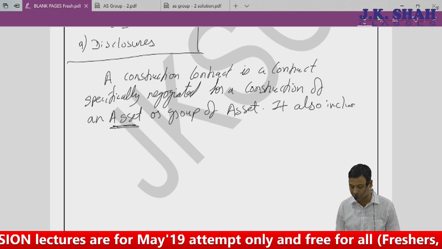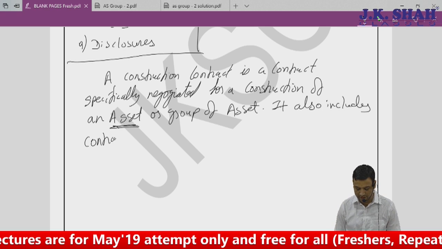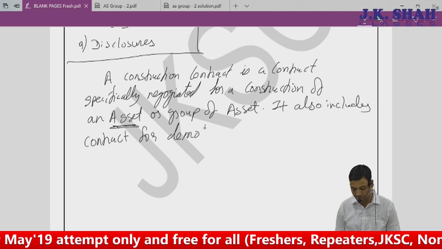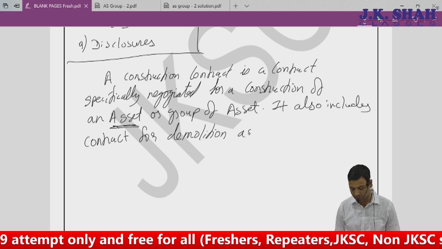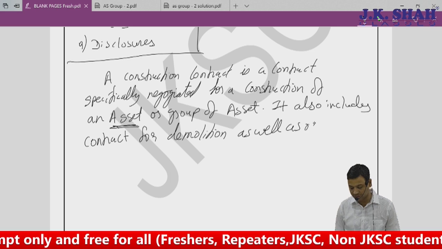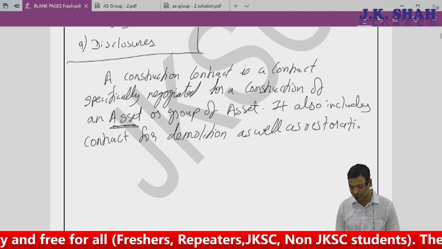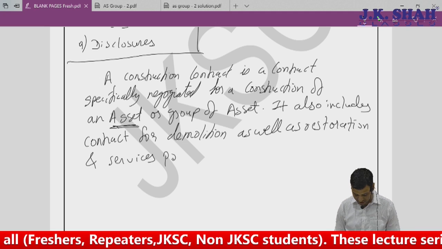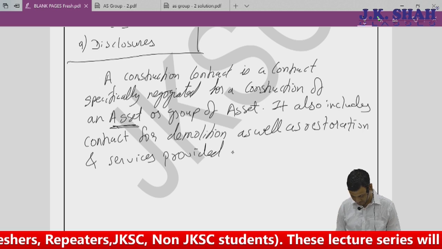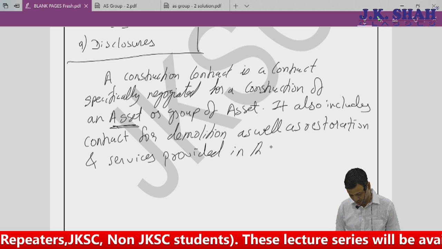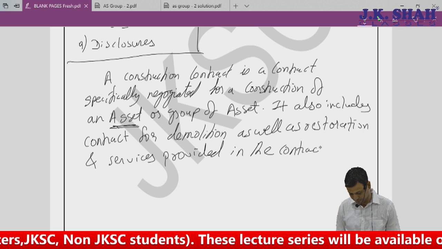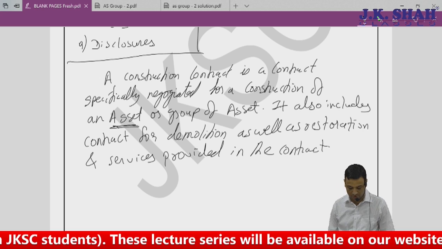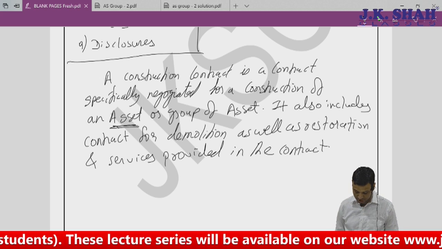It also includes contract for demolition as well as restoration and services provided in the contract. So if I'm providing some architectural services also, that will also be included in my construction contract.